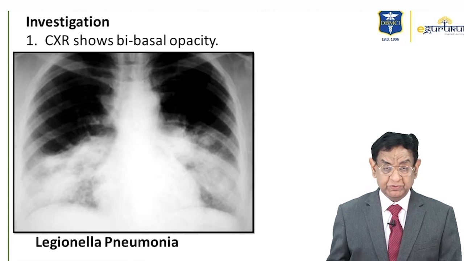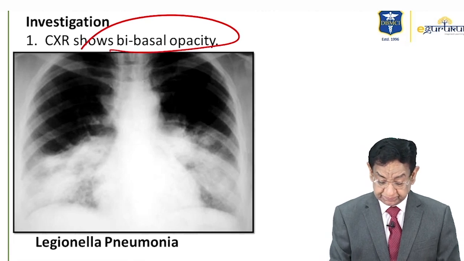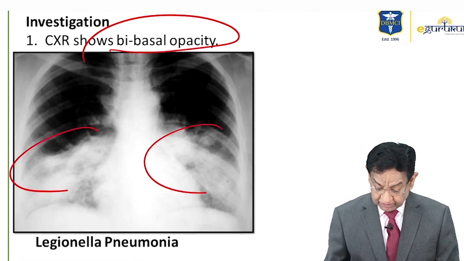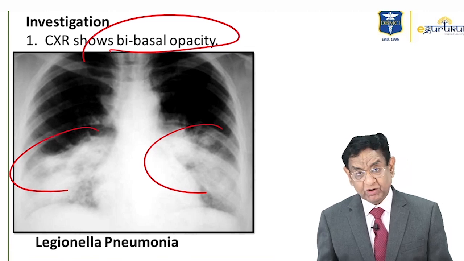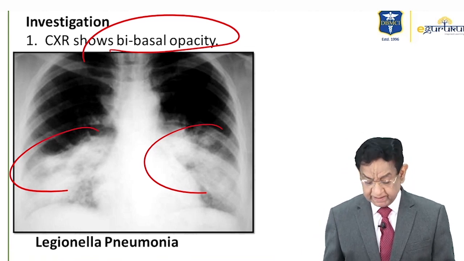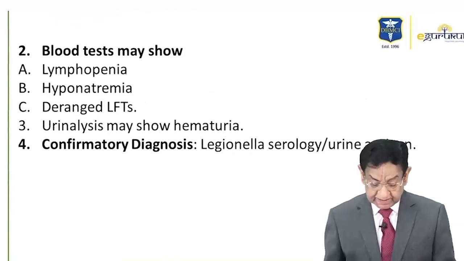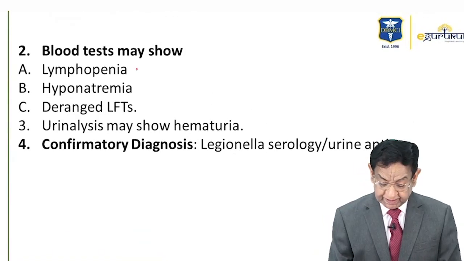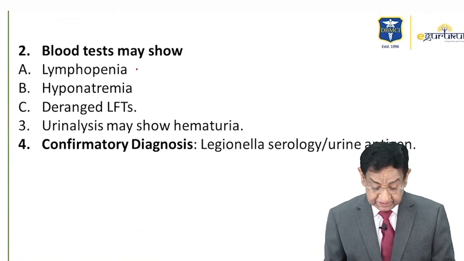Investigation, well, you do the routine chest x-ray. You can see bilateral opacities. Again, non-specific, they can happen in many other conditions. A similar picture you may get in many other pneumonias. Blood test, yeah, this is going to be lymphopenia. Again, this is the one.